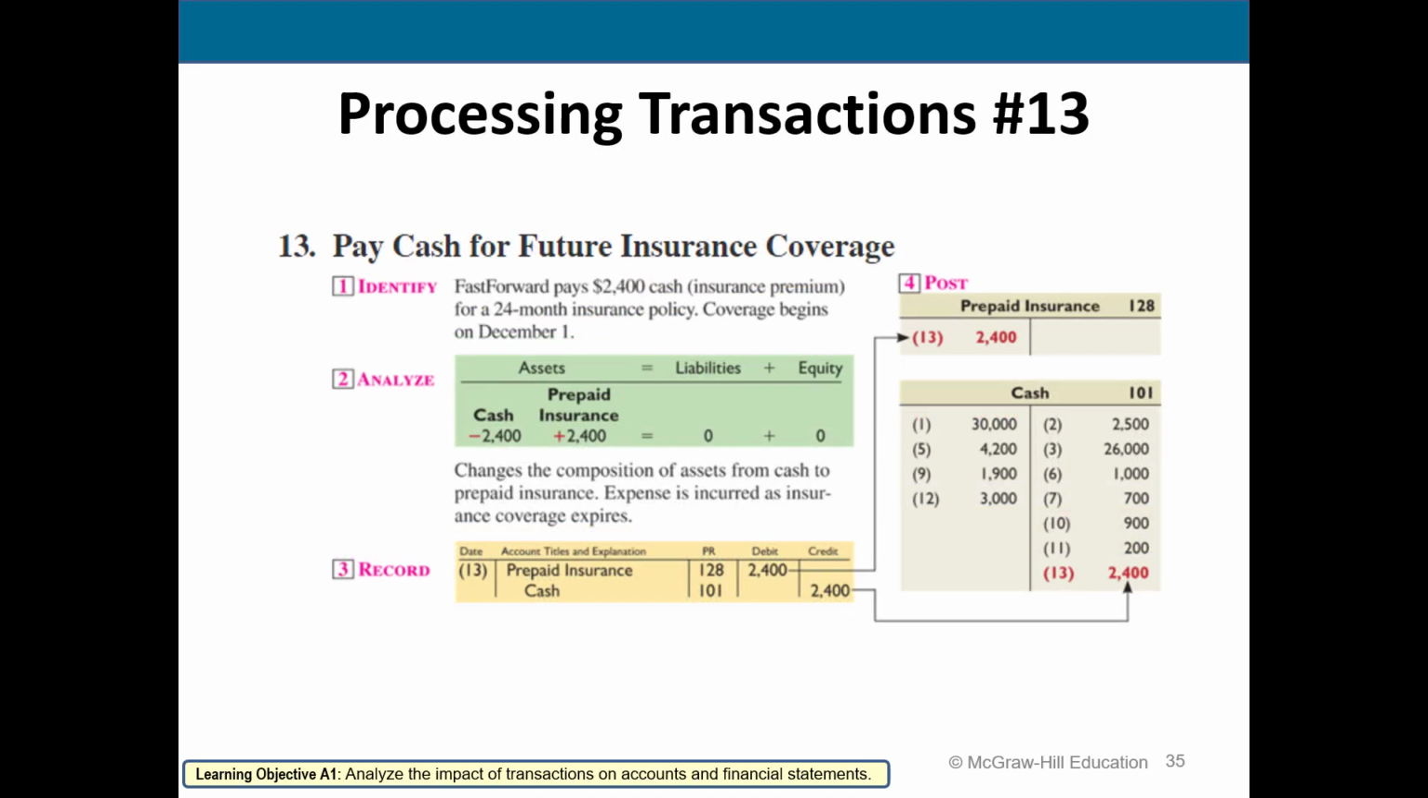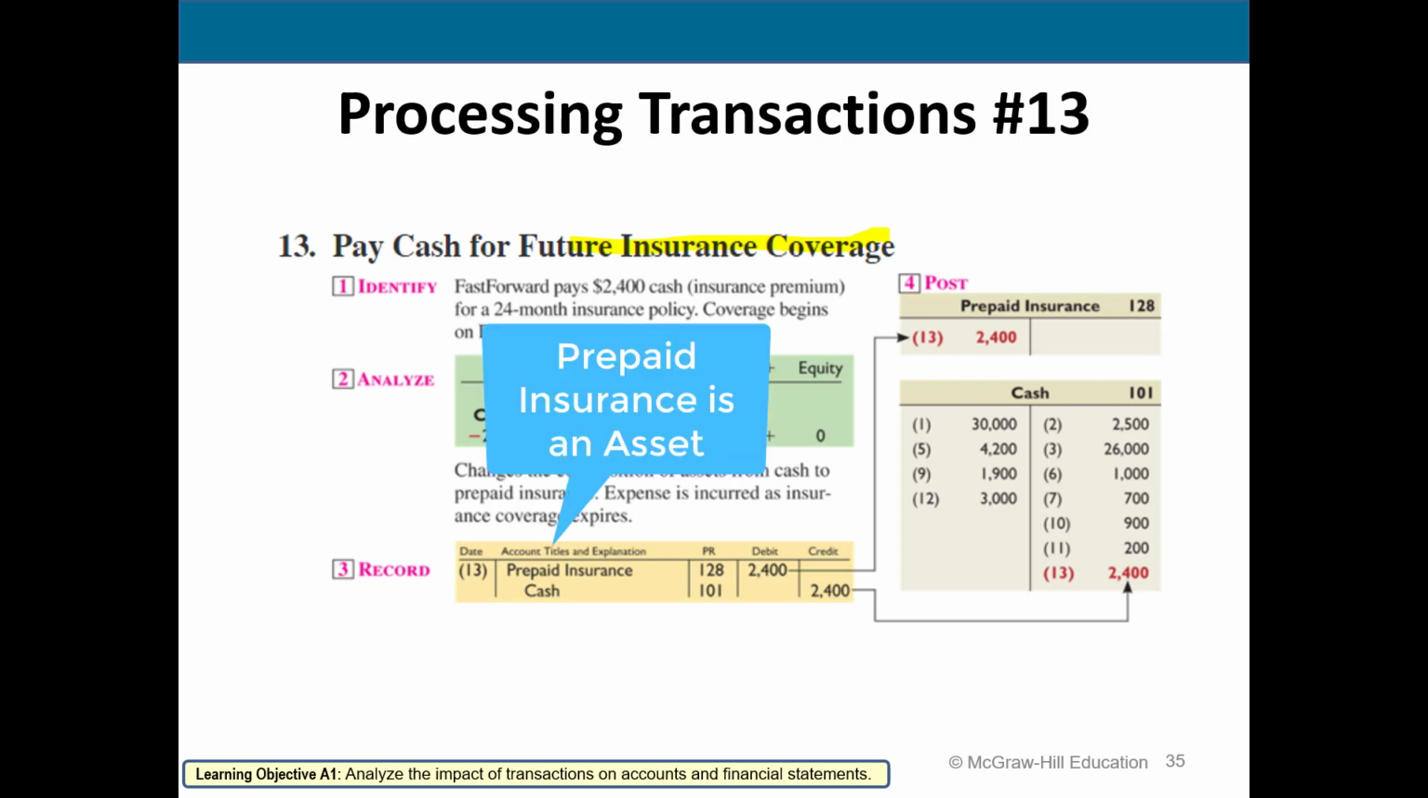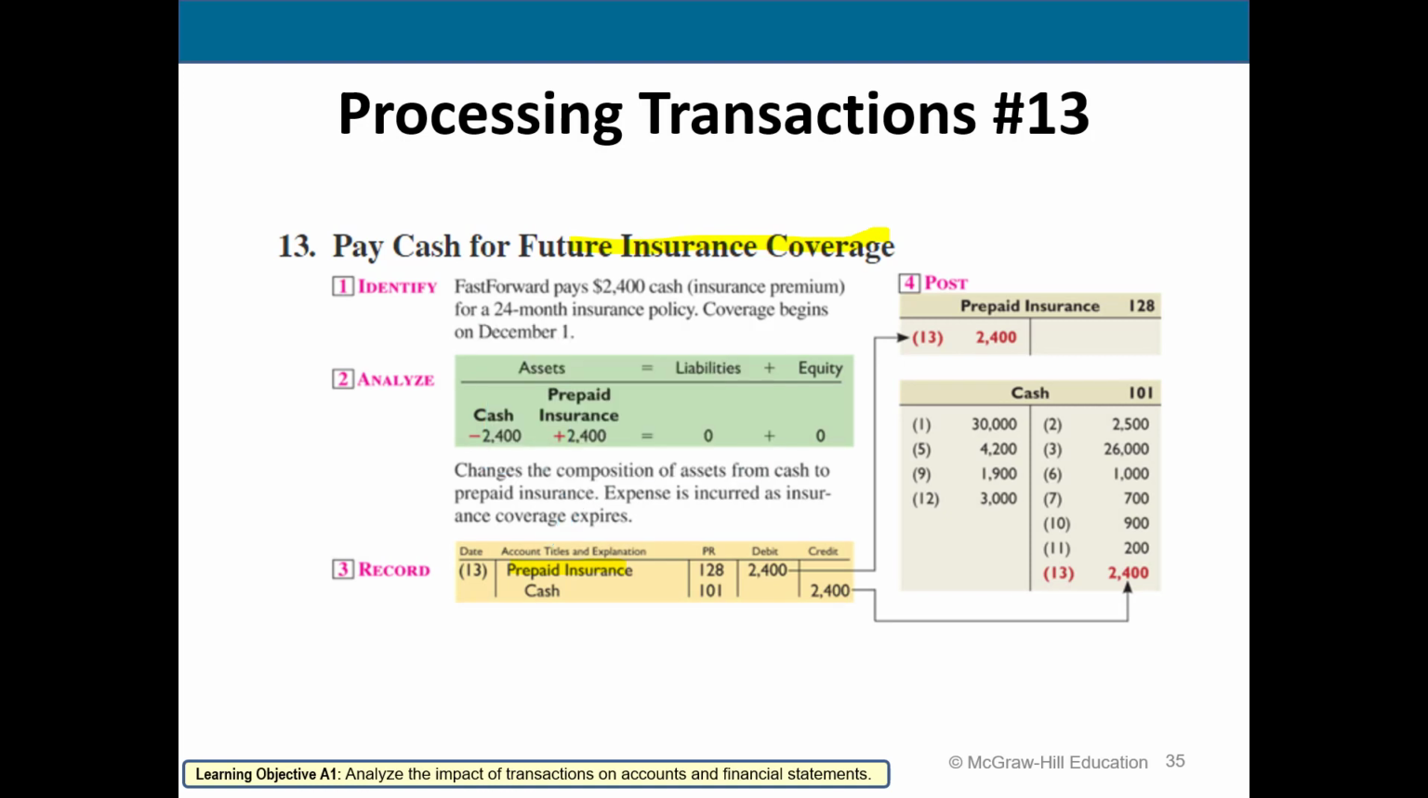Here we paid for insurance coverage. So this is prepaid insurance. We are prepaying 24 months of insurance. So we are debiting an asset called prepaid insurance, and we are decreasing an asset, cash. This $2,400 is prepaid, and it's an asset because it will last us for 24 months.